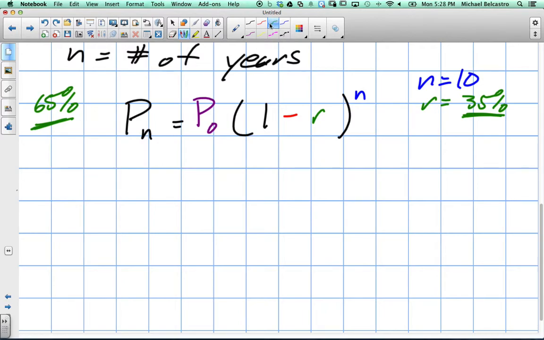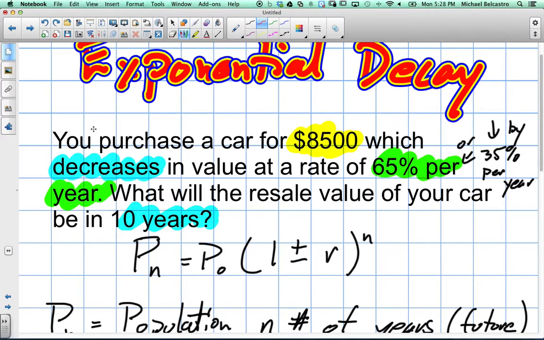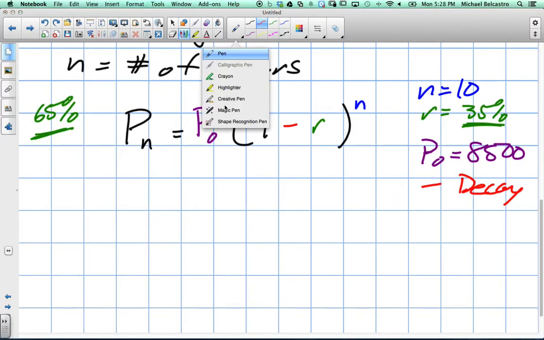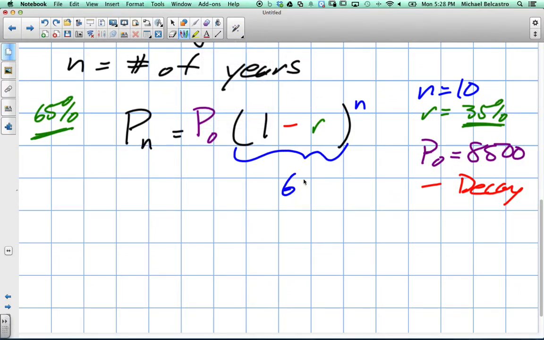How do you know that 35 is the right number? I'll show you exactly in a second. P naught is what we started with, and P naught is the 8,500. Okay, and we use subtraction because it's decay. Because it's decaying, we do 1 subtract that value. So they said, let's read it one more time, decreases in value at a rate of 65%. So they didn't say it was the decay rate. They said it decreases in value at a rate of 65%. So what they've told us is that this number is going to become 65%.